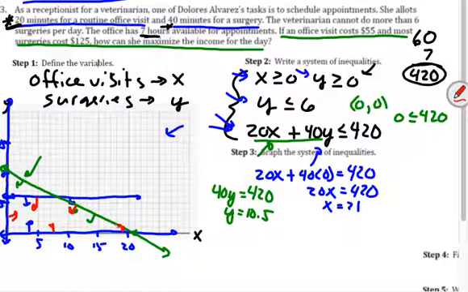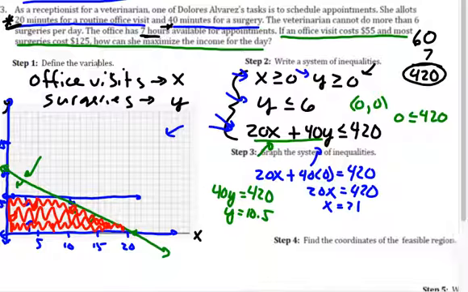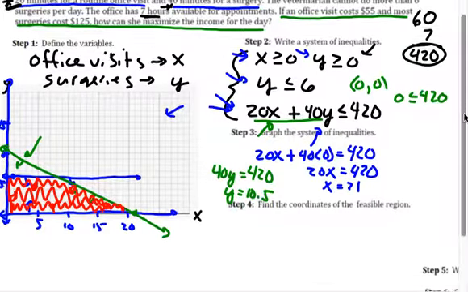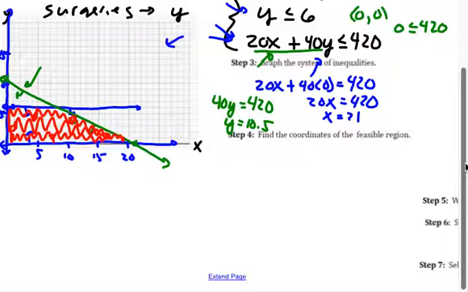So it's this four-sided object, looks like a parallelogram, no, it's not a parallelogram, what do you call it? Four-sided object, whatever. And then what do we do now? Once we find our feasible region, find the coordinates of the feasible region. Okay, let's give ourselves a little bit of room here.